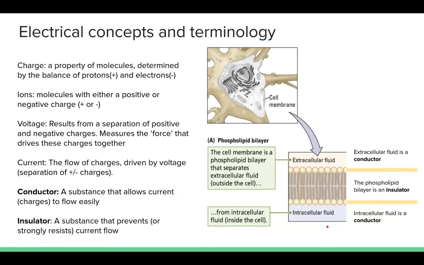They conduct current. In contrast, if we look at the membrane, and particularly these fatty lipid tails here, the membrane is an insulator. Charged particles, or current, do not flow easily through the membrane. Now, this is going to be important later on when we talk about the separation of charges across the membrane and, in some cases, how charges can flow across the membrane through channels and pumps.